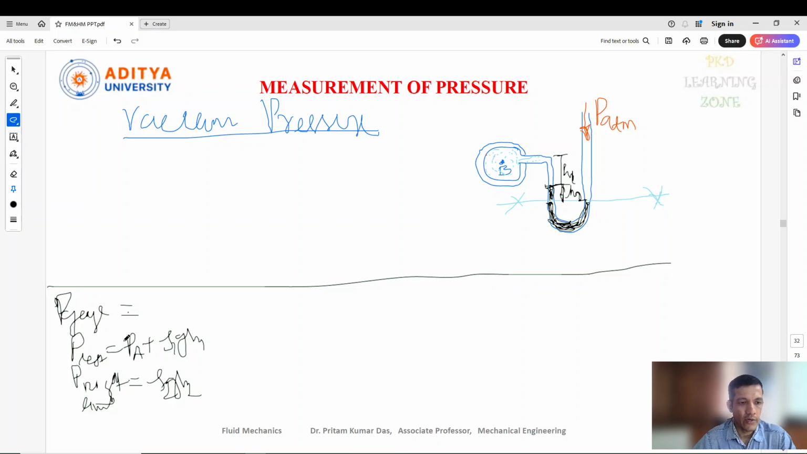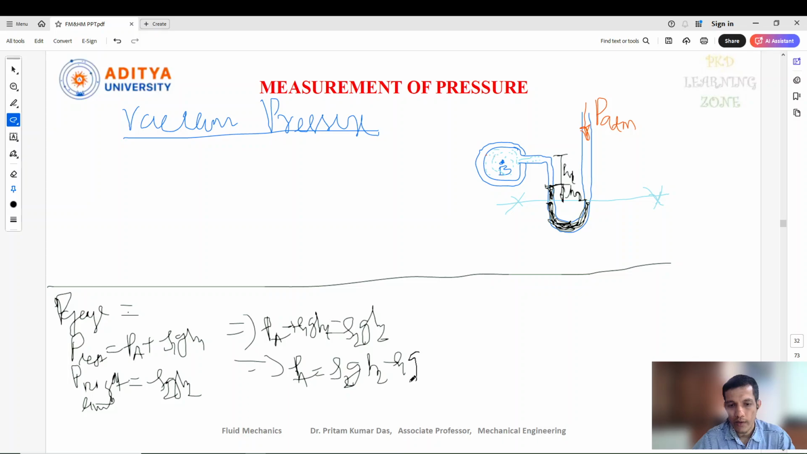If you equate the right side pressure and the left side pressure, both should be in equilibrium. So you can write PA plus rho 1 G H1 equals rho 2 G H2, and PA equals rho 2 G H2 minus rho 1 G H1. This is the pressure at point A for the gauge pressure condition.